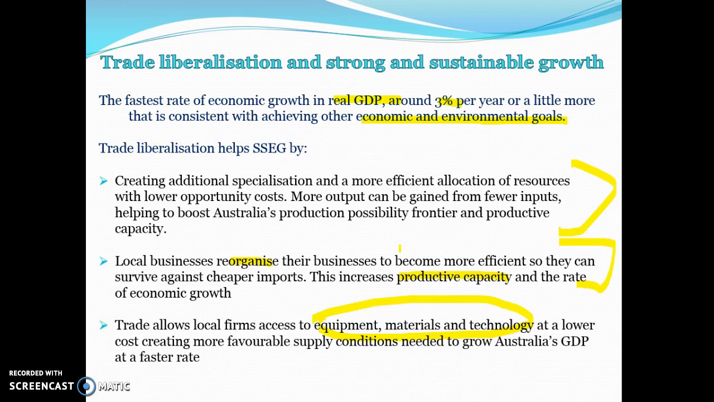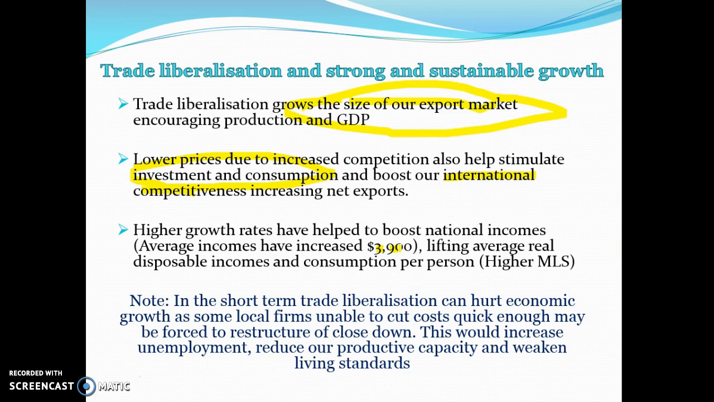To summarise, increased specialisation boosts productivity, firms reorganise or restructure to maximise productivity, we get access to cheaper equipment and technology, which boosts our productive capacity, and then finally we get access to increased export markets, and the lower prices help to boost our international competitiveness. All of this can lead to increased growth.